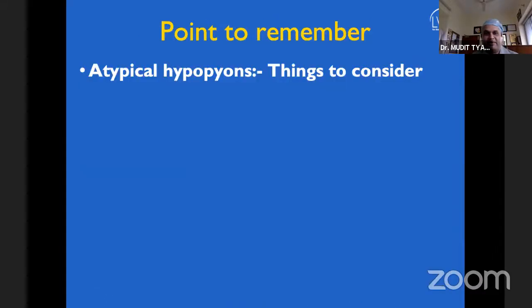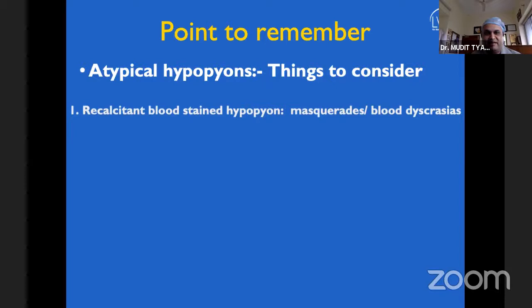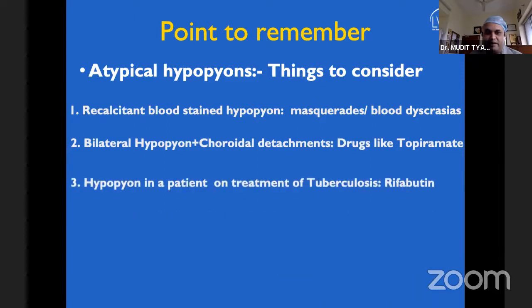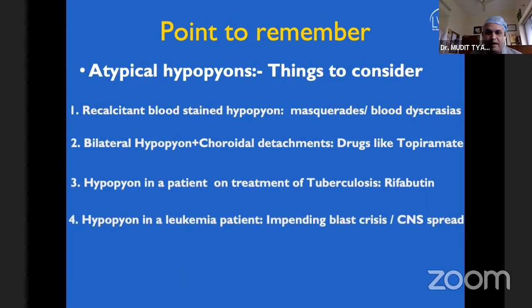So points to remember: atypical hypopyons, recalcitrant blood-stained hypopyon, think of a masquerade or a blood dyscrasia. Bilateral hypopyon plus choroidal detachments, drugs like topiramate. Hypopyons in a patient on treatment for tuberculosis, think of rifabutin. And hypopyons in leukemic patients, impending blast crisis or a CNS spread. So whenever things are not fitting the way they are, it's always important to go back, take a proper history, do a more meticulous examination. Peripheral smears can be extremely valuable in arriving at a diagnosis, which will help us in not erring towards something wrong and in treating our patients better.